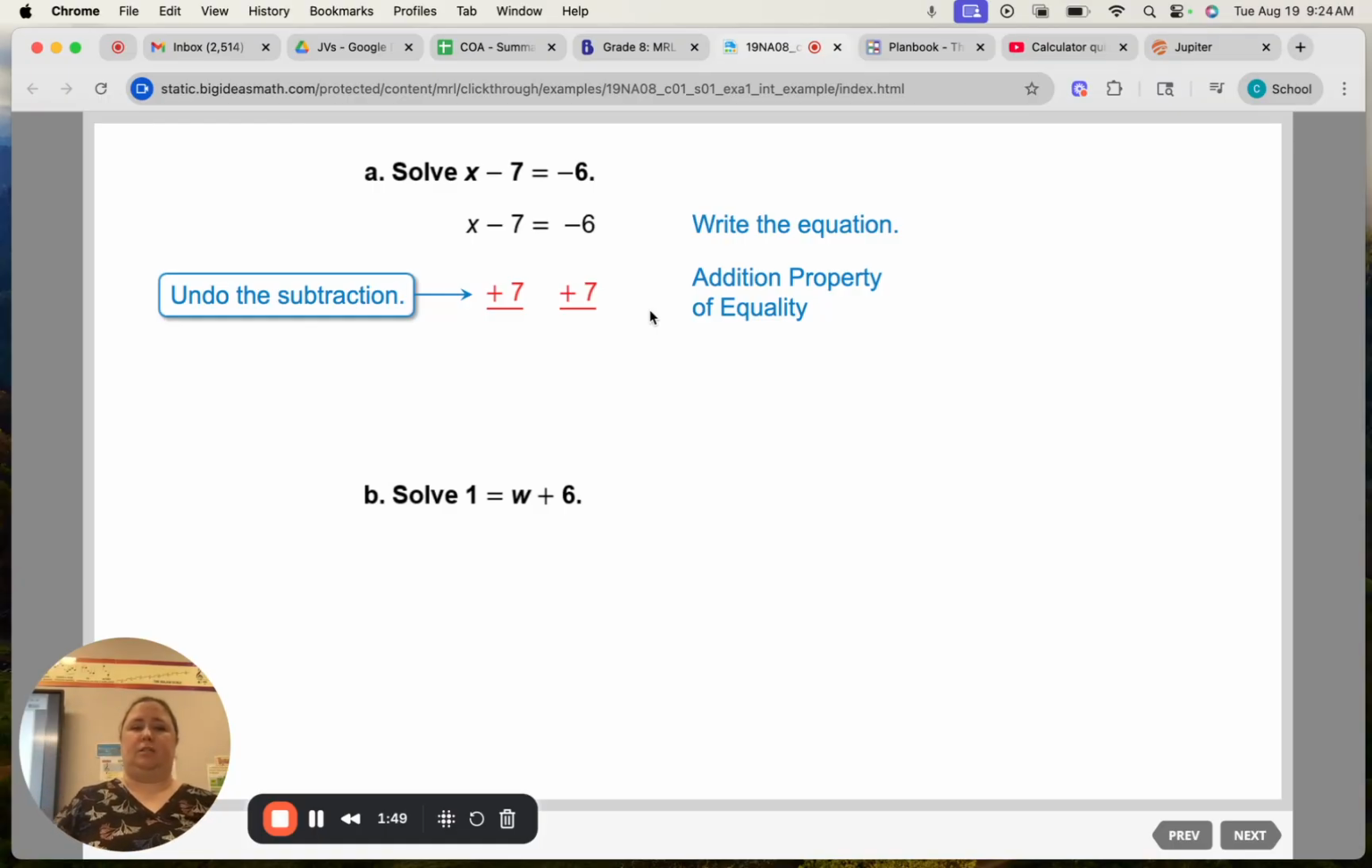Okay, so the left side cancels because negative 7 plus 7 is 0. The right side is negative 6 plus 7. What does that give you? Positive 1. So your answer is X equals 1. Not too bad, right? You don't have to write all these words in the blue. I just want you to recognize them. We did what property of equality? Addition, because we added.